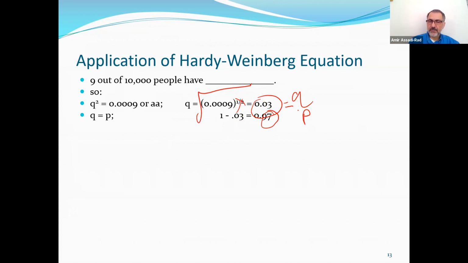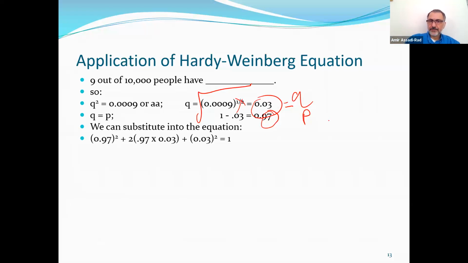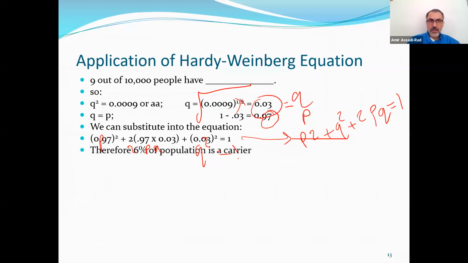That has not told me how many percent of the population is a carrier, how many percent are having the disease, and how many percent do not have the disease. We can substitute in the equation P squared plus 2PQ plus Q squared equal to 1, right? So that would be your P squared, that would be PQ, 2 of them, and that would be Q squared equal to 1. If you multiply all of it, 0.97 times 0.03 times 2 is equal to 0.06. 6% of the population are carriers. So 6% of the population is capital A, small a. They're carriers for the disease.